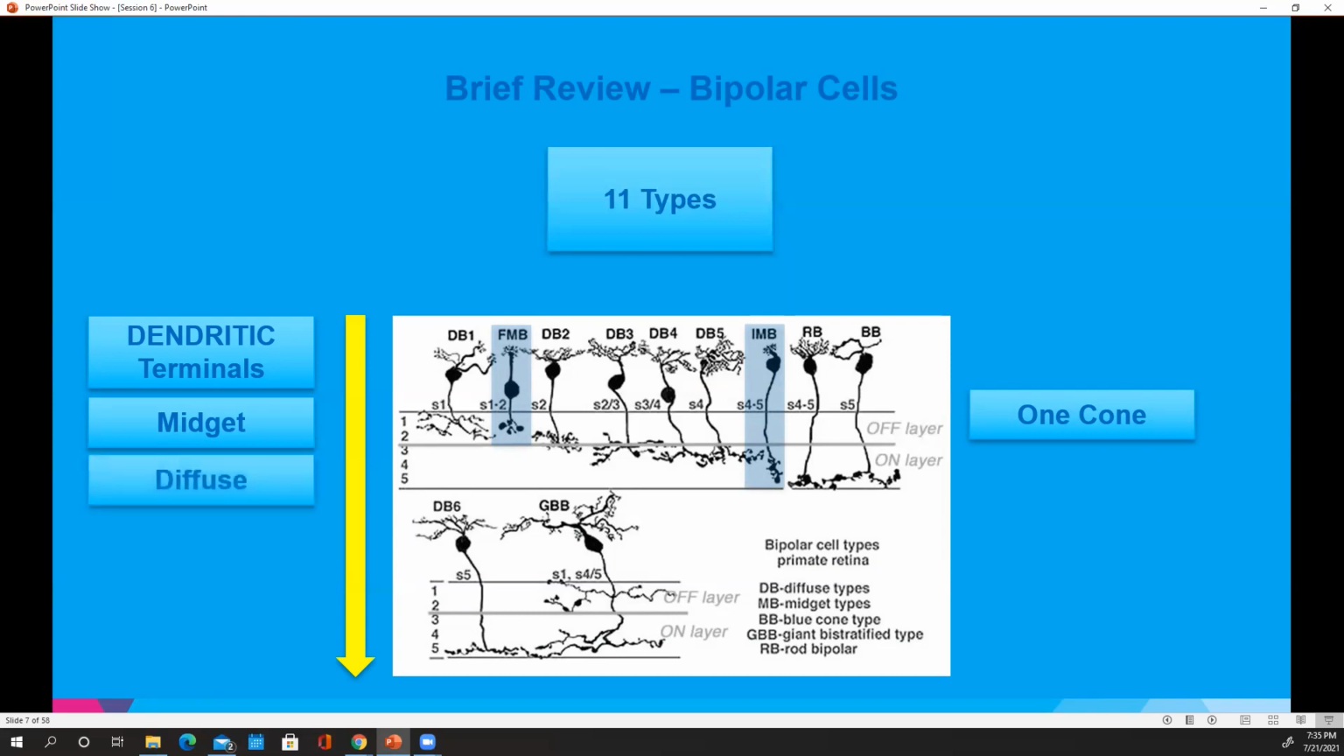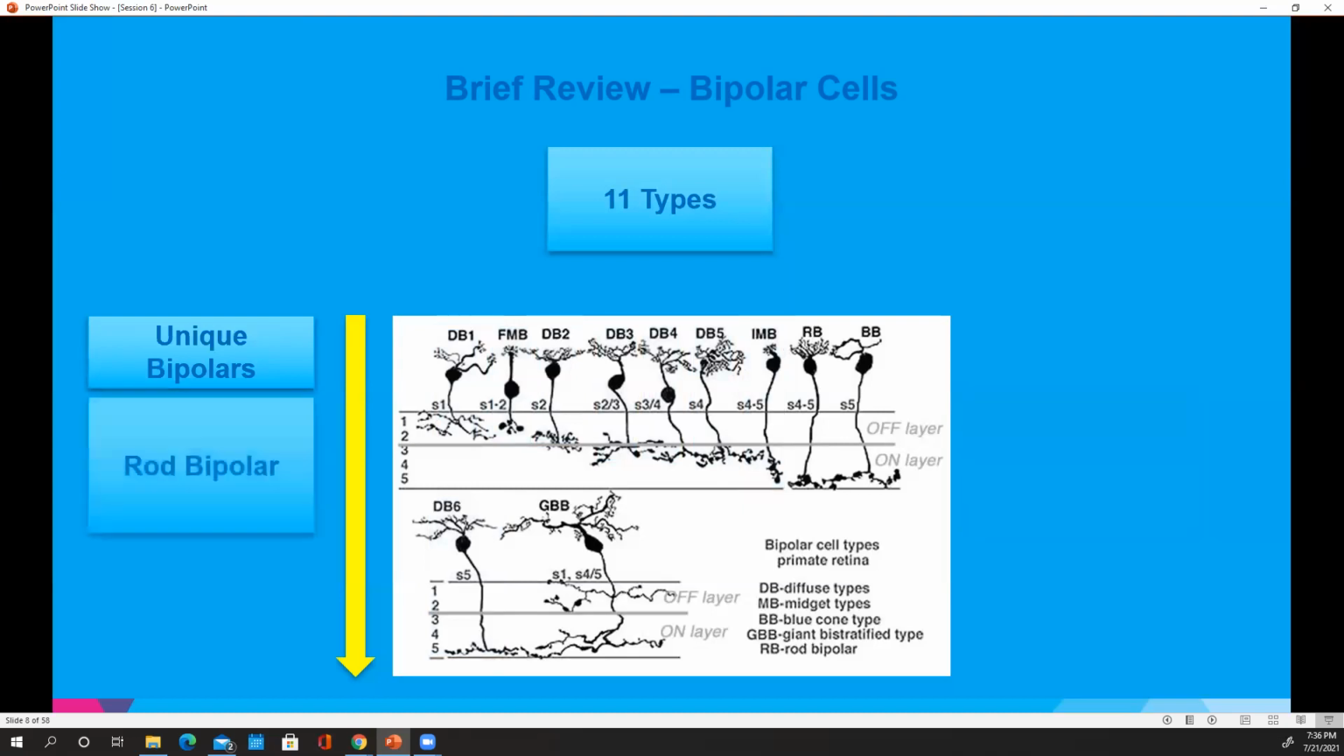But then you, of course, also have diffuse bipolar cells where you have a bunch of cones, and sometimes you can have some rods, in very rare cases, but it's a bunch of cones. And you can see all these ones with the D in the name are diffuse bipolar cells, diffuse bipolar cell type 1, type 2, type 3, all the way up to type 6 in this case. And then, of course, you have your unique bipolar cells.